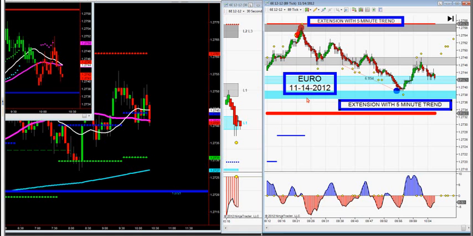What we're looking at is November 14th, 2012. This is the extension with trend. There is a 5-minute trend filter. I'm looking at an 89 tick chart right now on the euro. And the 5-minute chart at 9:20 this morning was in a downtrend, and we got red dots that fired off. These dots will not fire off unless it is with the overall 5-minute trend.